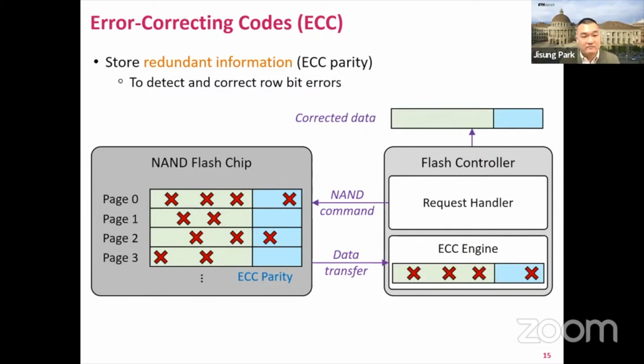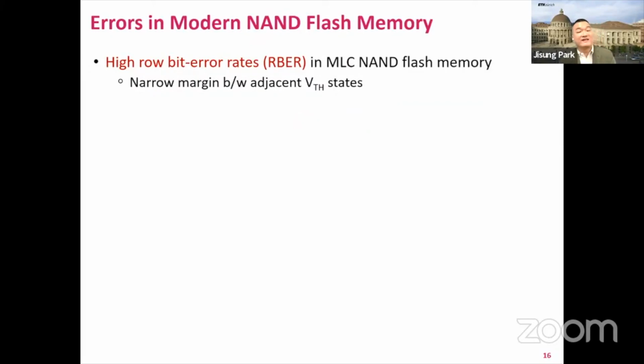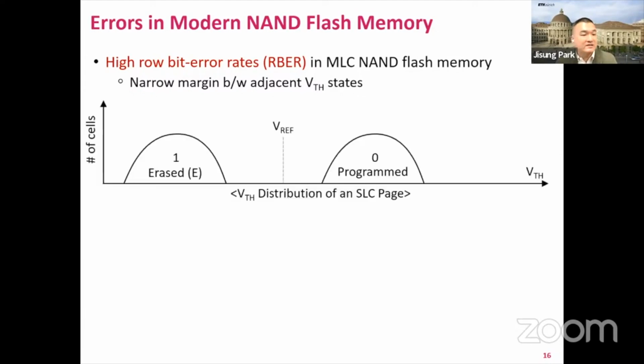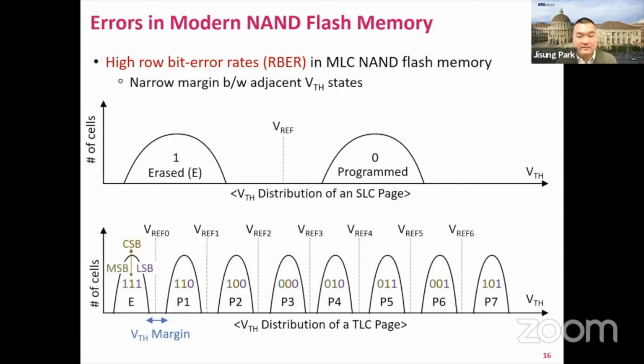Unfortunately, modern NAND flash memory exhibits a very high raw bit error rate due to the multi-level cell technique. So this is the threshold voltage distribution of a single level cell page, and this is for a triple level cell page, where a single cell stores 3 bits using 8 different threshold voltage states. And as you can see here, the TLC technique significantly decreases the margin between 2 adjacent threshold voltage states. It means that even a very small threshold voltage shift can cause bit errors much more easily, right?